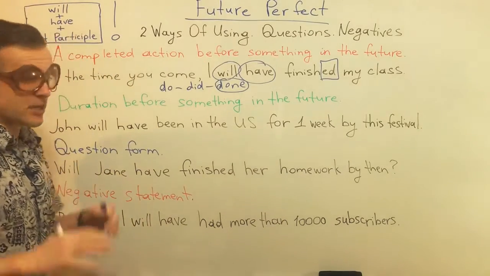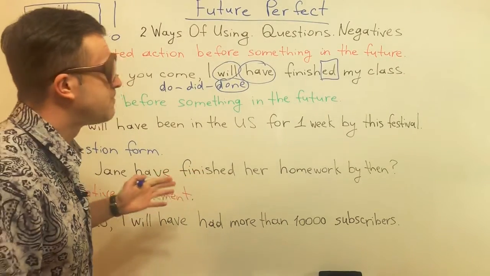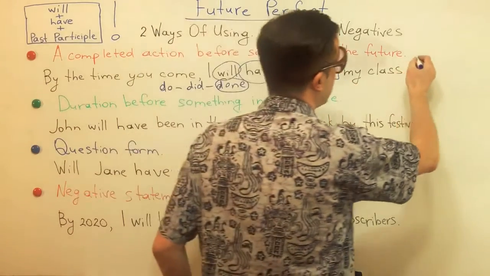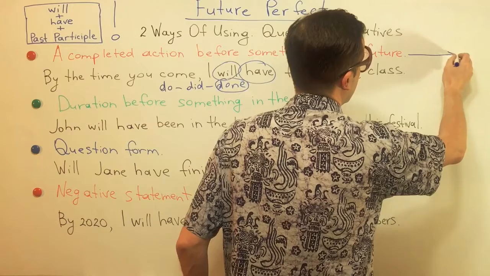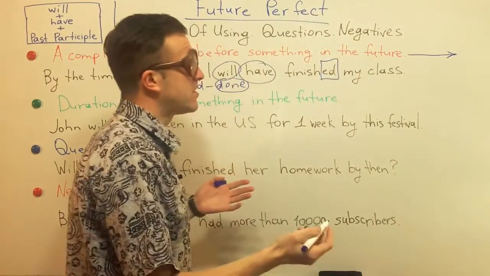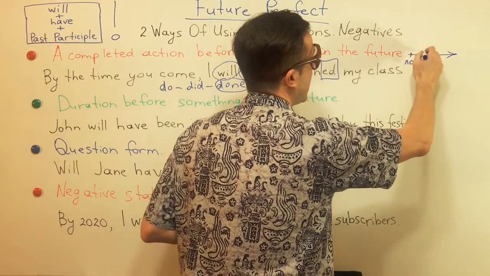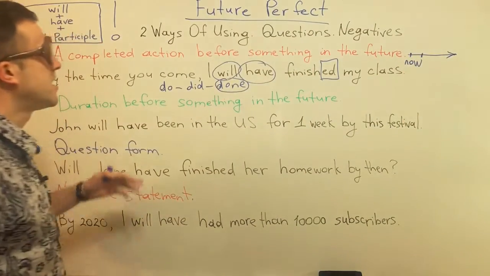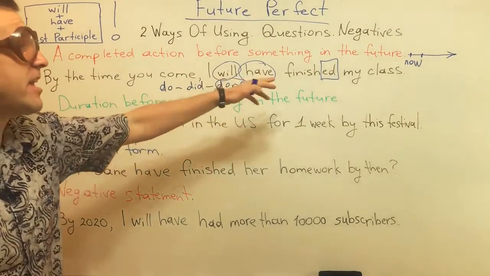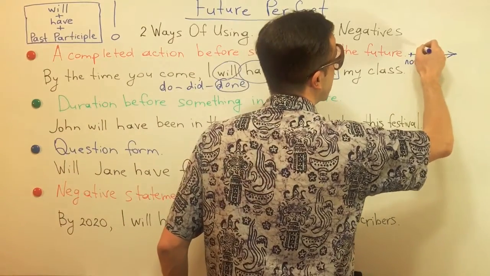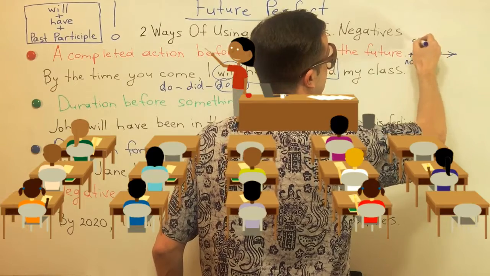Alright, so do you understand how it works? Let's draw a graph over there, and let's imagine that here is now. Here, I will have finished my class. So it's a class. Finished, my class is finished.